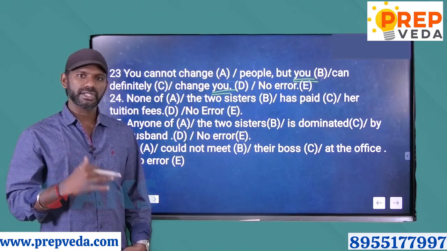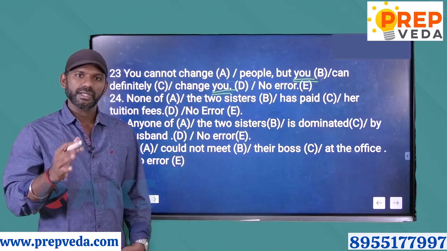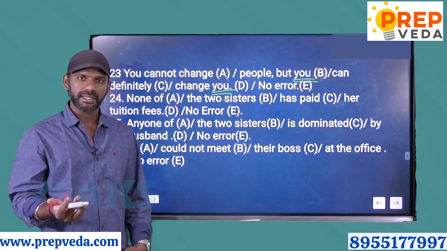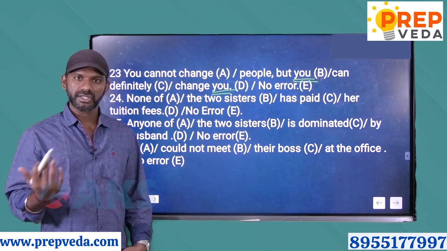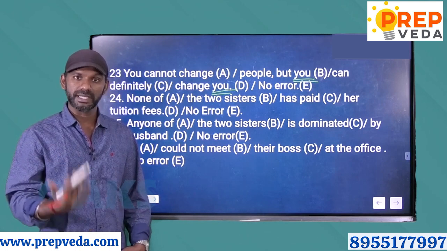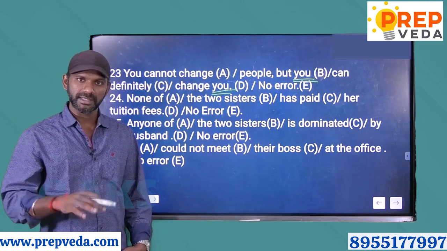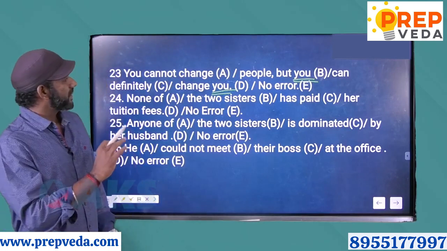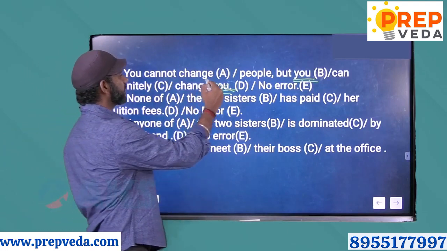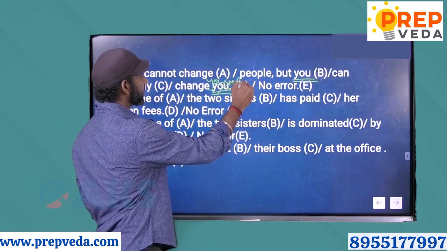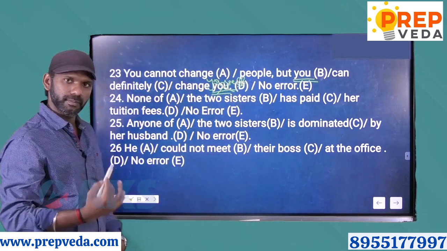I can definitely change myself. You can definitely change yourself. They can definitely change themselves. She can change herself. He can change himself. We can change ourselves, etc. Right? You can definitely change you is wrong. You can definitely change yourself or yourselves. Both are correct.